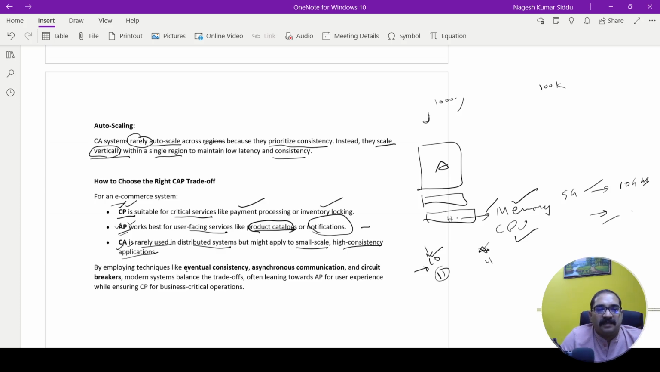By employing techniques like eventual consistency, asynchronous communication and circuit breakers, modern systems balance the trade-offs, often leaning towards AP, availability and partition tolerance, for user experience, while ensuring CP for business critical operations. Hope this gives some clarity on which use case, which requirement, needs to be designed with what priority in CAP. Thank you.